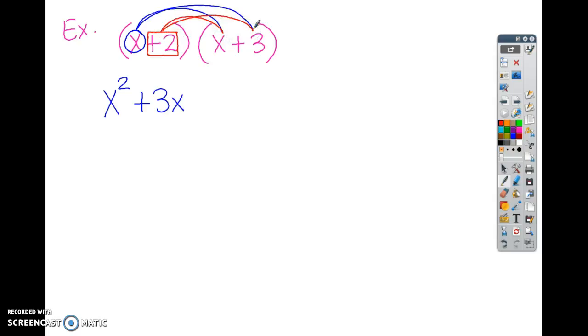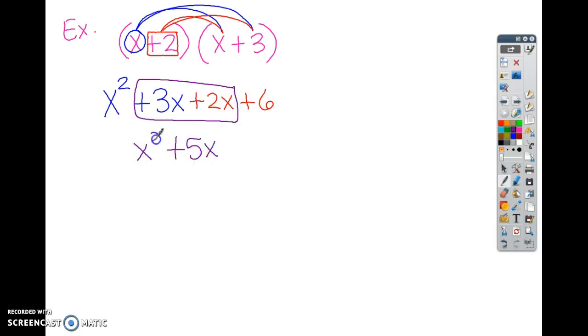That's why it's called double distribution. I'm distributing twice. So what is 2 times x? Positive 2x. And what is 2 times 3? Positive 6. Okay, so you distribute and you see, is there anything that I can combine? Okay, so you get the terms that look alike, you combine them, you add them. 3x plus 2x is a positive 5x. Bring down the x squared, bring down the positive 6.